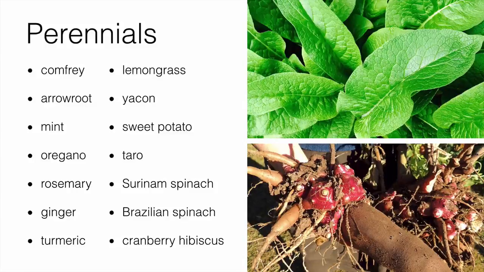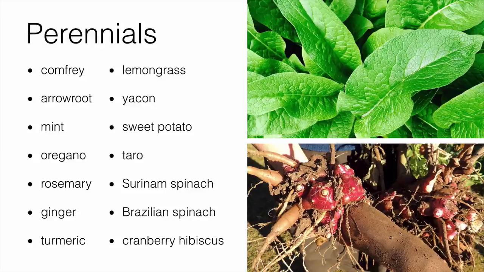Yacon will grow quite nicely in a more shaded environment. Sweet potato will ramble its way underneath through things, and taro likes a nice moist spot. Suriname spinach is one of the greens that I have throughout the summer in a subtropical garden, and it's sort of a low mound of beautiful soft leaves that will grow in a relatively shady spot, like Brazilian spinach.